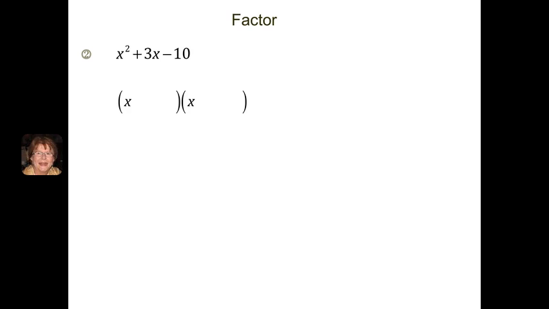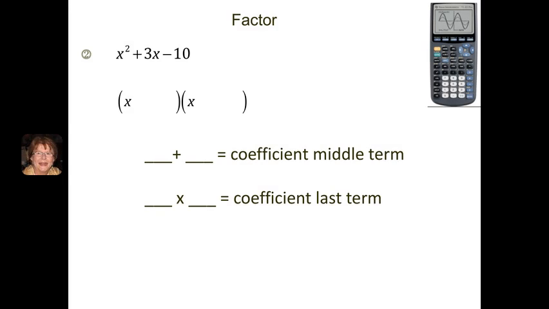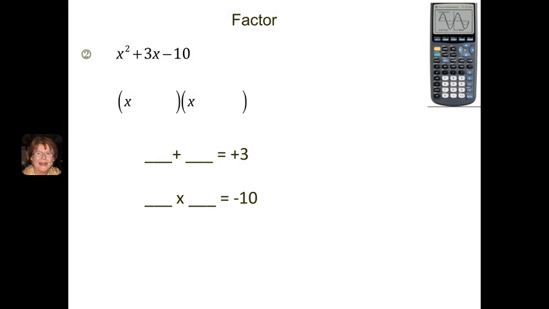What do I do next? I take out my calculator. Two numbers, when added together, give me the coefficient of the middle term. When multiplied, give me the coefficient of the last term. What are those two numbers? Plus 3 and negative 10. Take your calculator out. Try and find those two numbers.